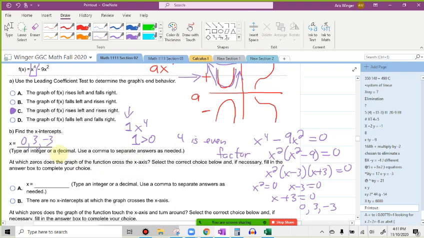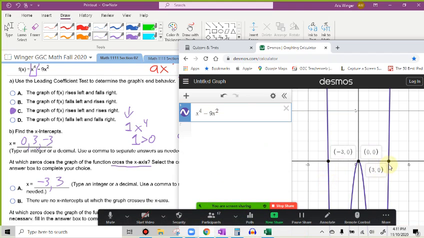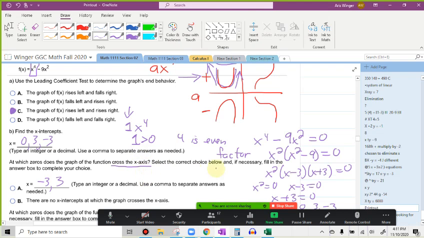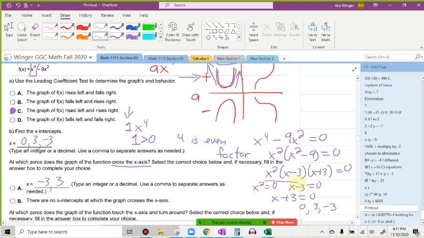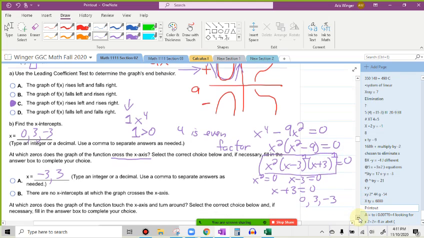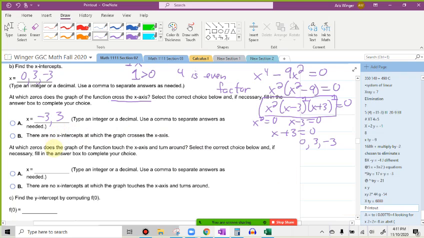That's what they're asking about. At which zeros does the graph actually cross through the x-axis? -3 and 3. The way that you can tell by just looking at this is by looking at the power of the x minus 3 term and the x plus 3 term. They're both odd. The 0 is the one that turns. At which zeros does the graph of the function touch the x-axis and turn back around to where it came from? From the graph, you can tell that that's x equals 0. Or you can tell because this power is even.